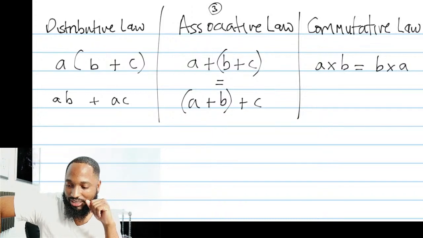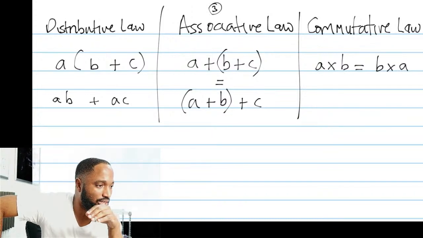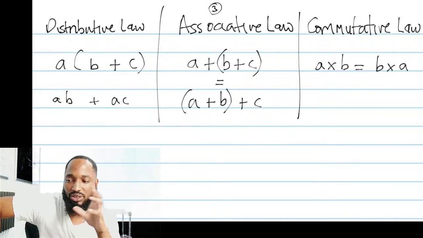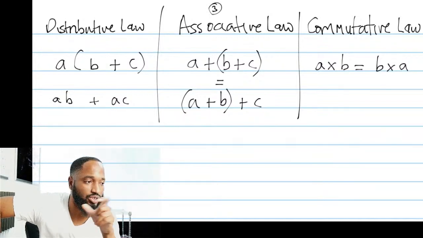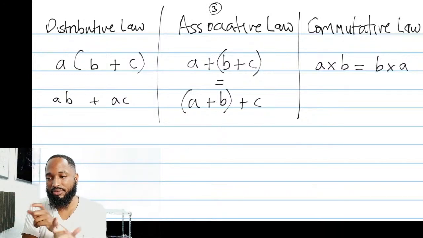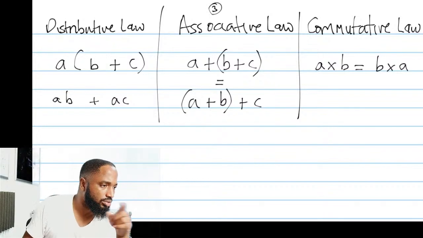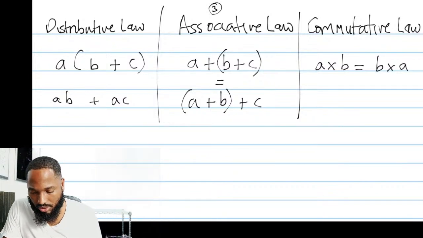Something that's not commutative: division, subtraction. Another thing that's not commutative is matrix multiplication. Remember that, the order is important.